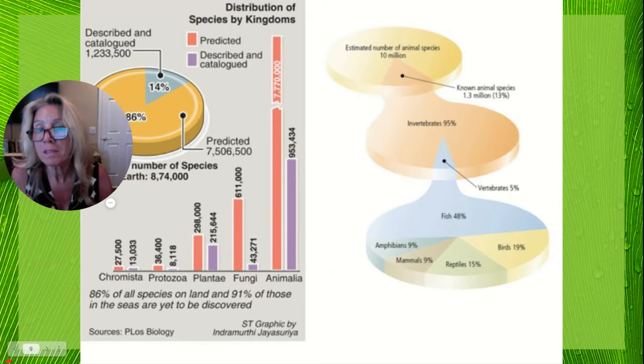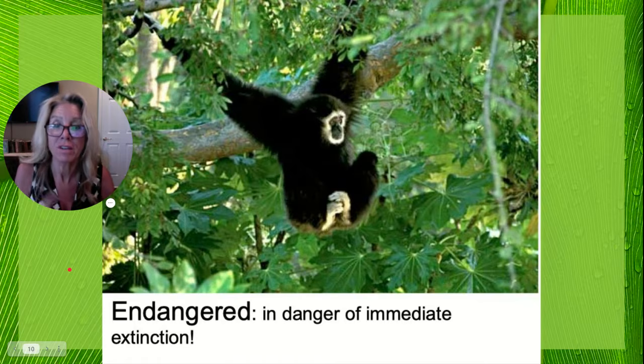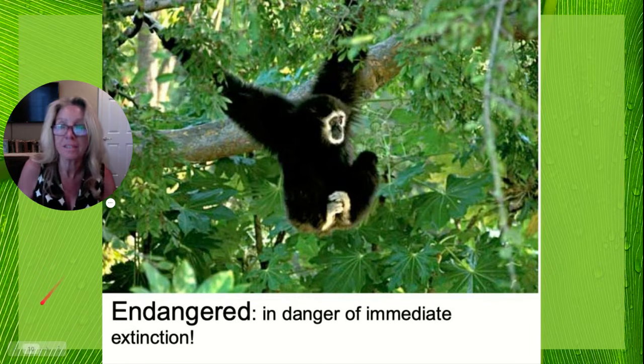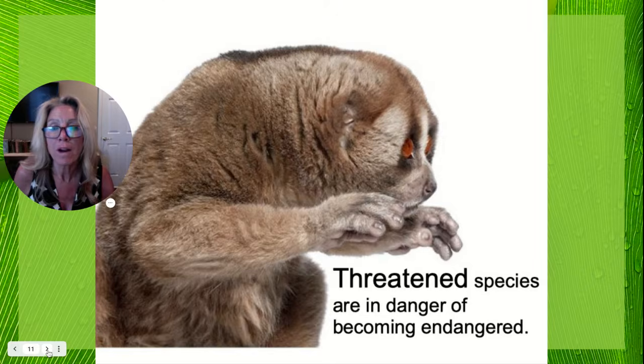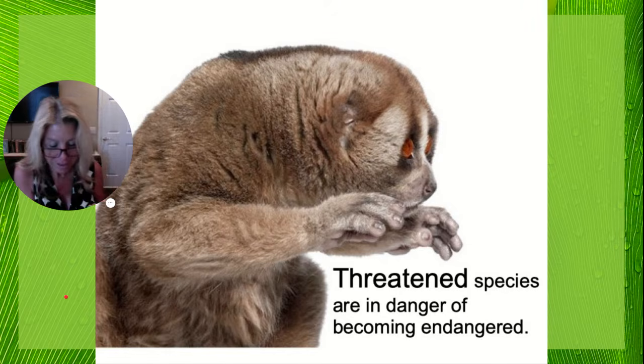So of all the species, if you get identified as endangered, you are in danger of immediate extinction. So endangered species face immediate extinction, whereas threatened species are in danger of becoming endangered. So threatened species are likely to become endangered.